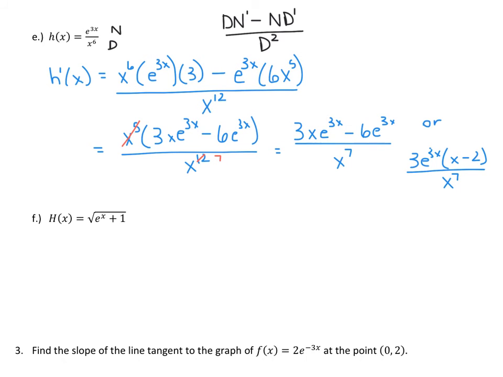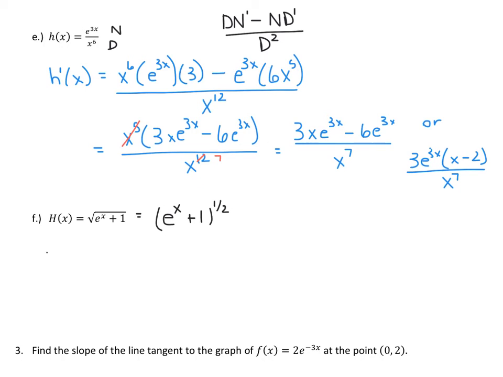For part F, we're finding the derivative of h of x, which is equal to the square root of e to the x plus 1. Well, I'm going to rewrite this to make it look a little different, as e to the x plus 1, all raised to the 1/2 power. And that will allow us to use the power rule and also the chain rule.